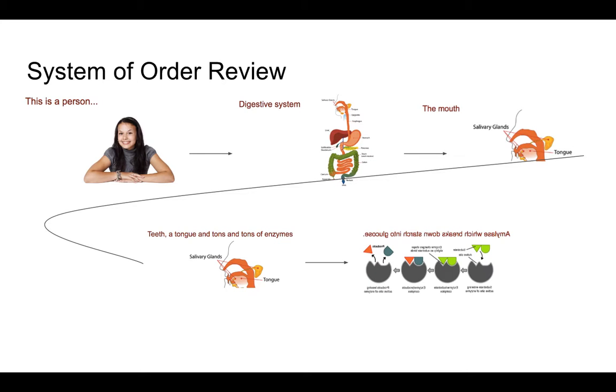So just a brief review, we're going to look at the system of order again, because I want you guys to really tie together things that you can see to things that you can't see. So a person is made up of a digestive system. The digestive system is made up of specific organs and structures, and then those structures are made up of specific structures, and so on and so on.